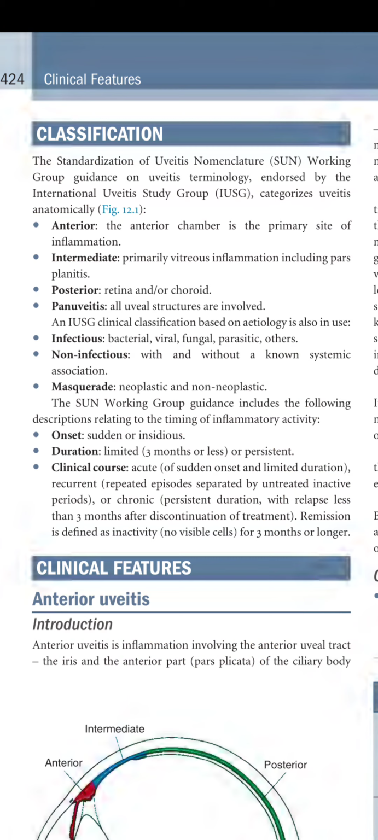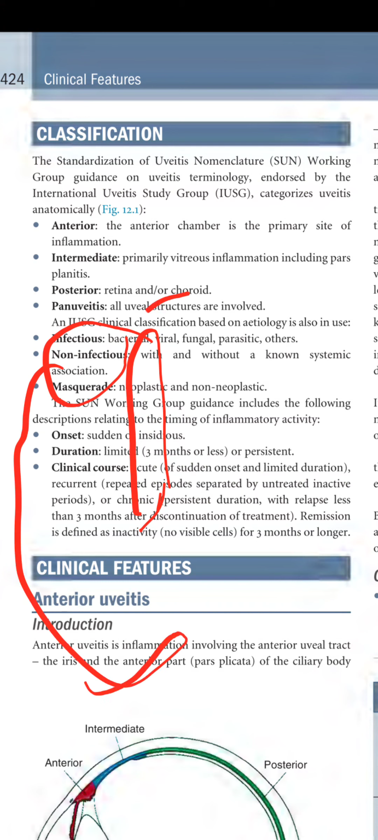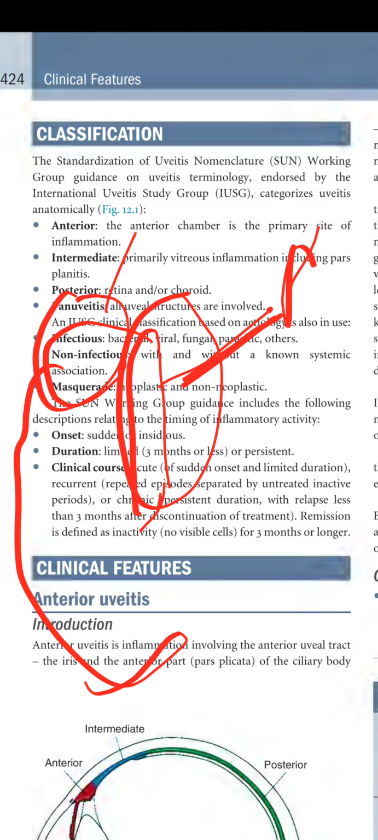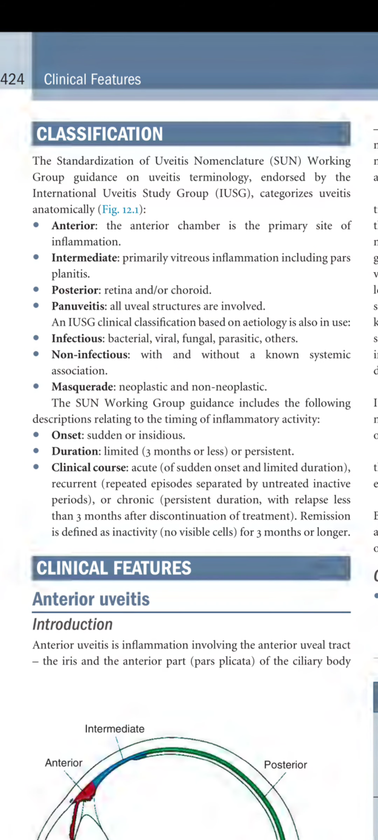So you know that basically the uvea consists of the iris, then there is the ciliary body, and there is the choroid. So when the iris is involved, basically it is anterior. When the ciliary body is involved, it is intermediate, and when the choroid is involved, it is known as posterior uveitis.